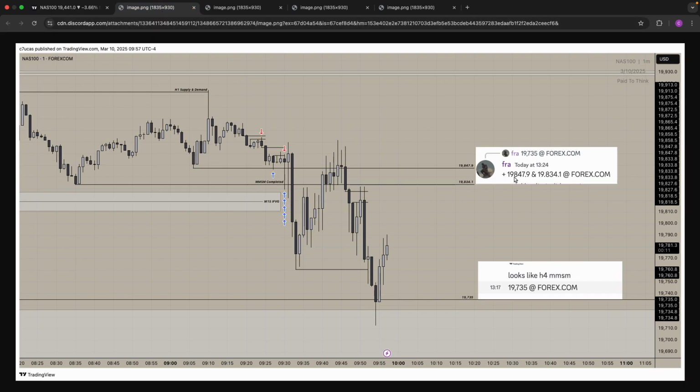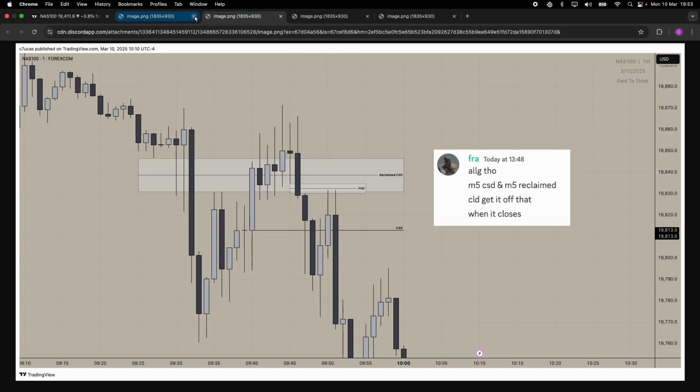Now I'm going to go into these screenshots. So as you can see, 19735 on forex.com. That's this level here. And then 19847, which is this level here. 19834, which is the market maker sell model completed. Those were the three levels I gave, 1, 2, and then the final, which we got. So that's 3 out of 3 calls.